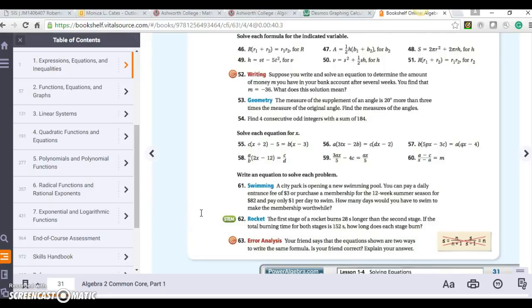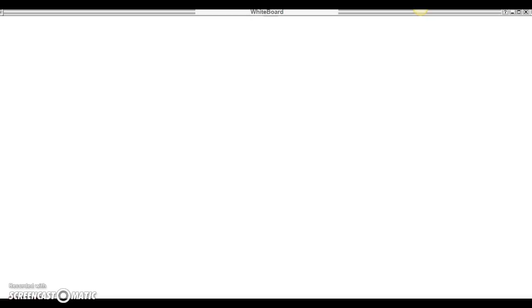Okay, we're looking at problem 57 on page 31 from lesson 1-4. It says solve each equation for x. So I have b times 5px minus 3c equals a times aqx minus 4. I didn't write it on my whiteboard, so let me write that on my whiteboard right now.